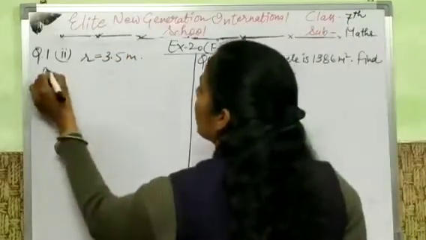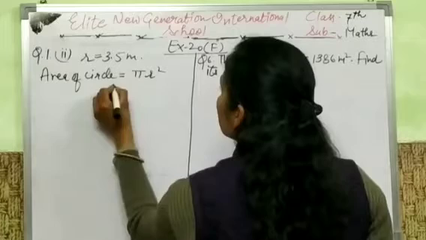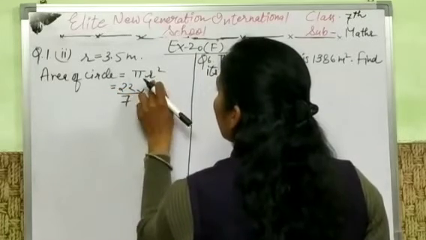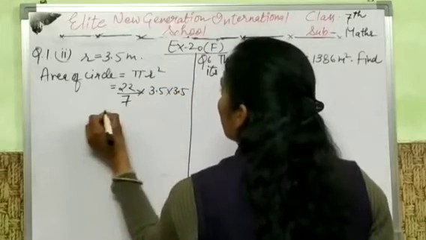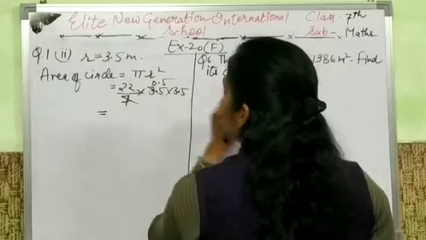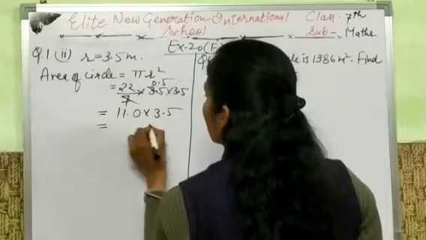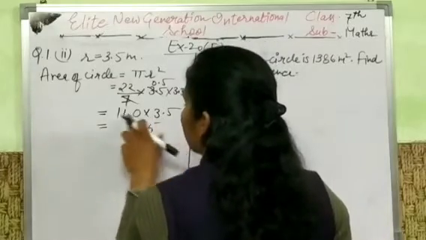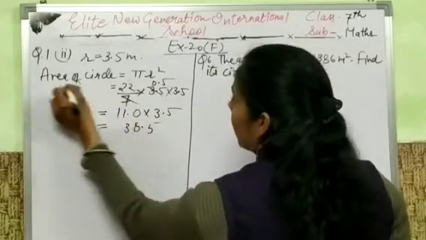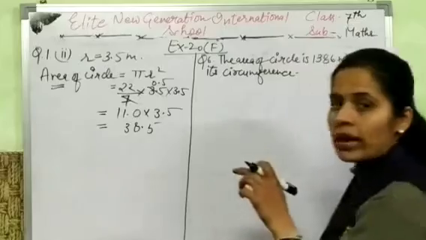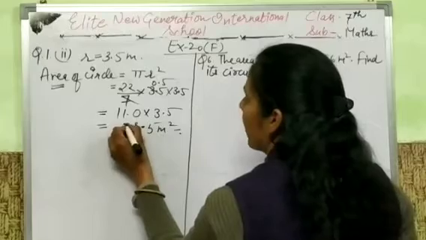So the formula of area of circle is equal to pi r square. It means 22 upon 7 into r square. R square means 3.5 into 3.5, 2 times. Okay. So here we will get, so let's multiply this 3.5 by 11, 38.5, and here because it is area, we have to write the square units. It means meter square. Okay, always remember this. So here answer is 38.5 meter square.